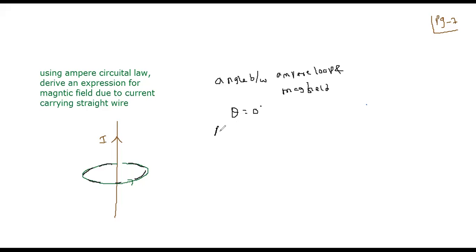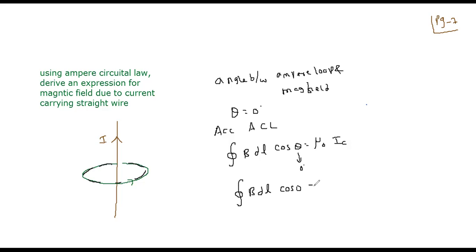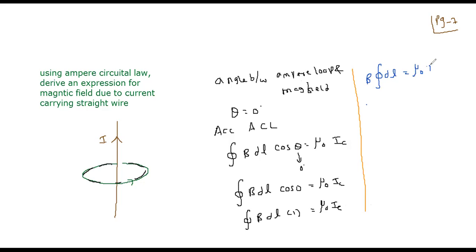0 degree. So according to Ampere circuital law, closed integral of B dL cos theta equals mu naught I_C. Theta is 0 degree, so closed integral of B dL cos 0 equals mu naught I_C. Cos 0 is 1, so closed integral of B dL equals mu naught I_C. I_C means current through the closed loop. So B is constant, and the integral of dL equals mu naught I_C.